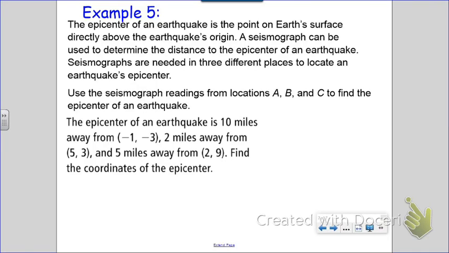What we're going to do is graph each of these circles. So we're going to graph a circle with a center at (-1, -3) with a radius of 10, then a circle with center (5, 3) and radius of 2, and (2, 9) as the center and radius of 5. And then we're going to find the intersection point of those 3 circles.